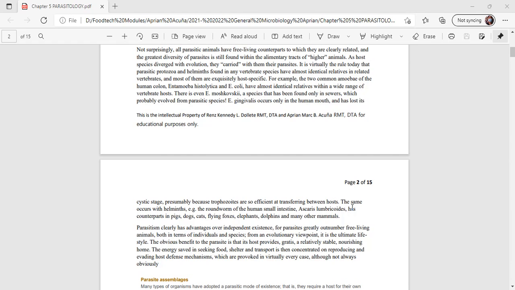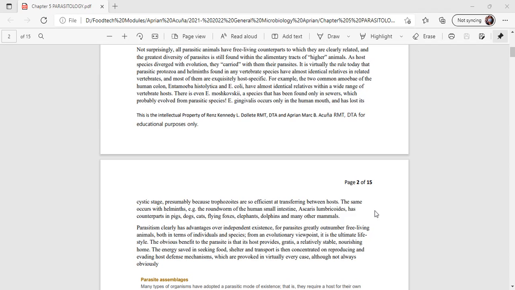The same occurs within your helminths. For example, your roundworm sa aton nga human small intestine, your Ascaris lumbricoides, has counterparts in your pig, cat, dog, mga flying foxes, also sa ating elephants, dolphins, and many other nga mga mammals.